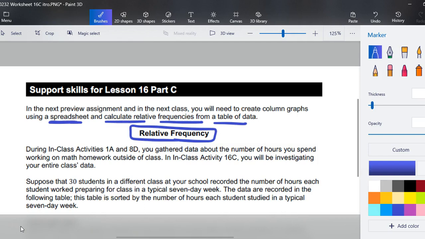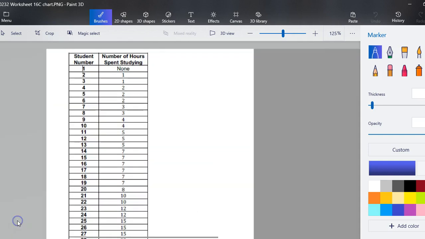And in this other in-class activity, 16C, we are going to be investigating our entire class's data. Suppose that 30 students in a different class at your school recorded the number of hours each student worked preparing for a class in a typical 7-day week. The data are recorded in the table I'm going to put up next. This table is sorted by the number of hours each student studied in a typical 7-day week. If you haven't already answered questions 1, 2, and 3, and even go on to 4 and 5, but at least 1, 2, and 3, pause the video, do those questions, and then come back and let's walk through them together.